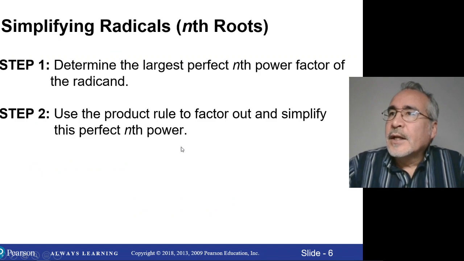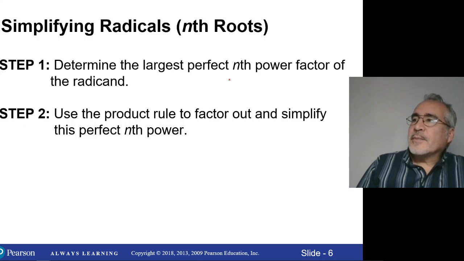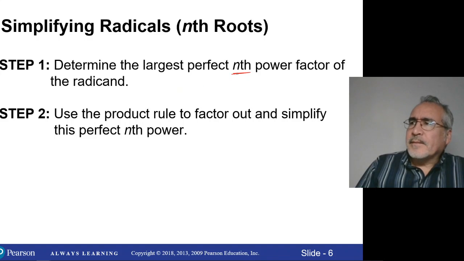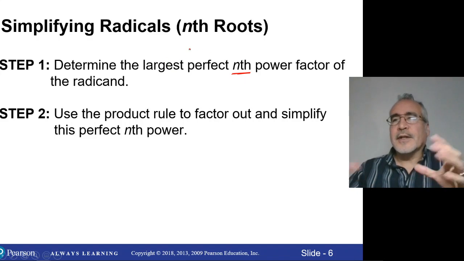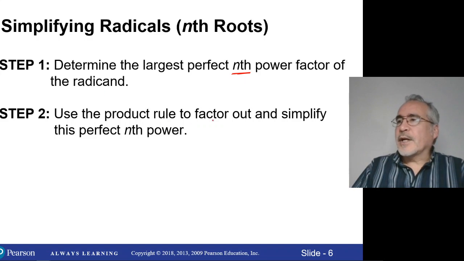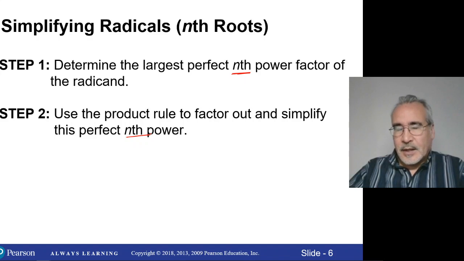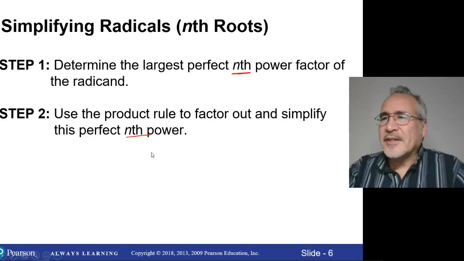Okay. So when we simplify radicals, we determine the largest perfect nth power factor of the radicand. What does that mean? With a square root, you're looking for a perfect square. With a cube root, you're looking for the perfect cube, the largest one that you can take out. Use the product rule to factor out and simplify this perfect nth power. It'll make more sense when we do it, okay? Just believe me, I'll show you.